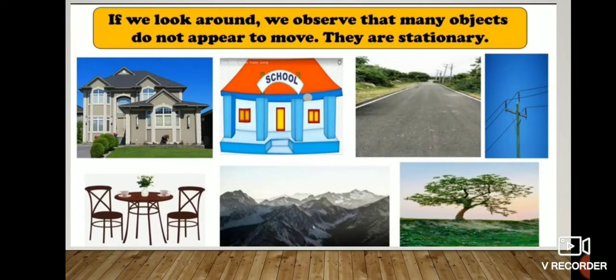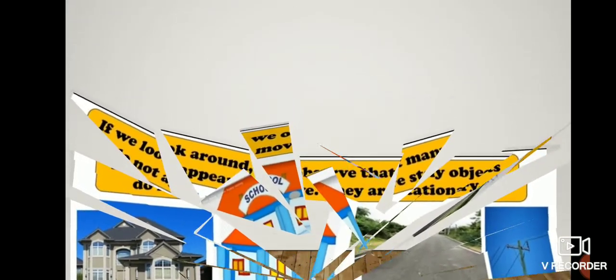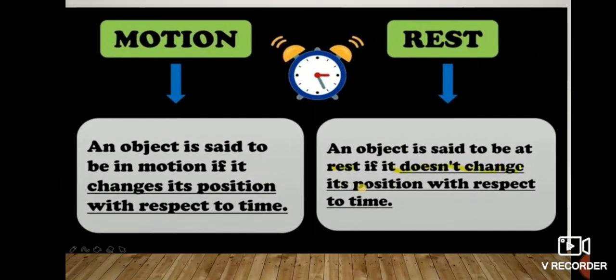If we look around, we observe that many objects do not appear to move also. They are stationary. For example, our houses, school, road, electric line, table, mountains, tree, etc. So here we can see two types of things. Some are in motion and some are at rest.